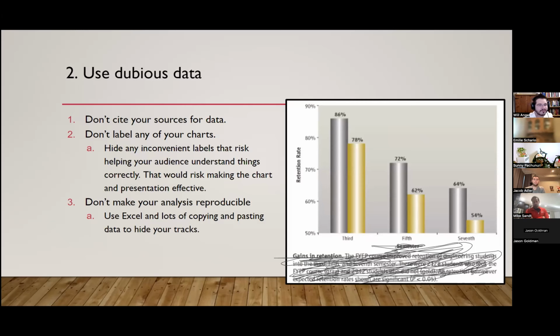And the third part of using dubious data is don't make your analysis reproducible. A lot of people these days are all in on good practices in the modern data stack. So dashboards are being fed by version controlled DBT models. And the problem with that is that you've got clear lineage and understanding of where the data came from and how it was transformed, all the way from source to chart. And that means that people can actually see where your data came from, which risks having your presentation be good.